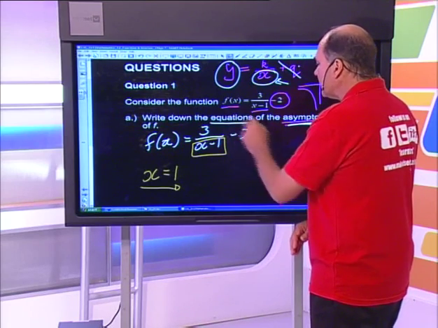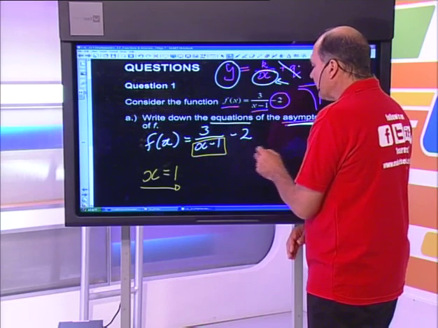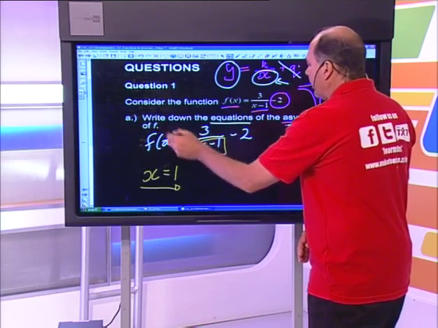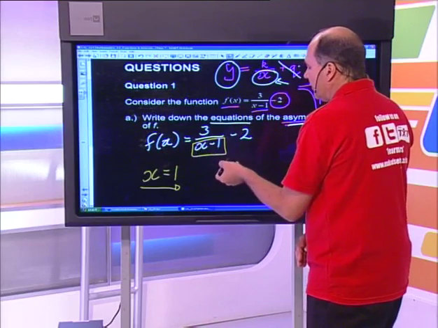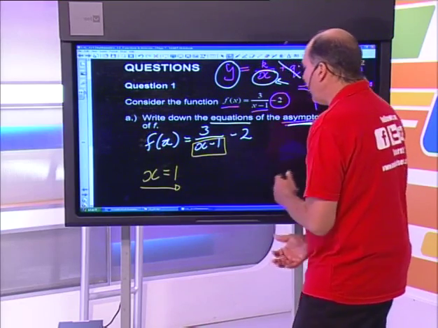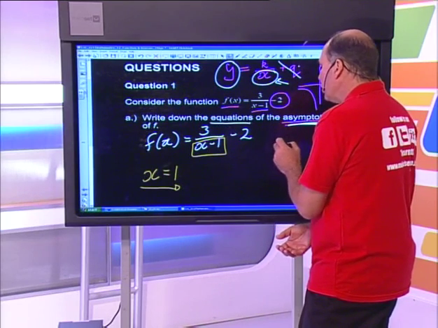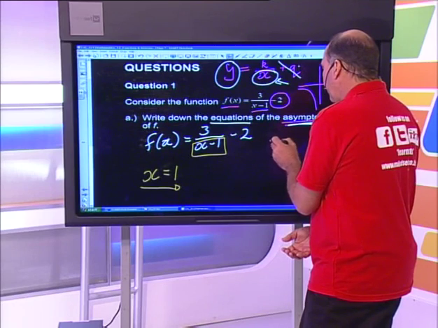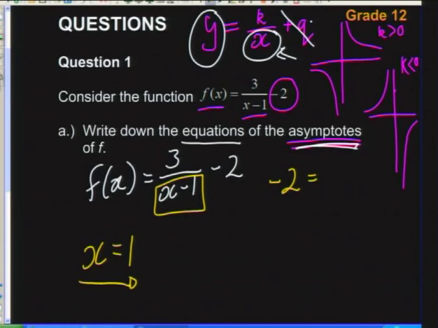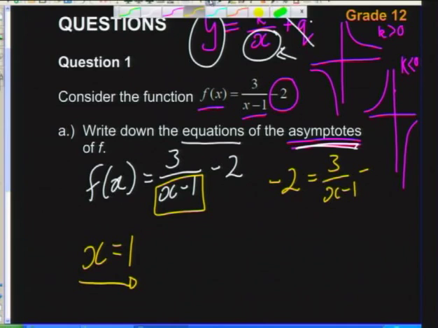We need to look at this very carefully. And we're going to say to ourselves, what will the y value be? If I want y to be 0, okay, I know that I can't make the y value 0, but if the y value was minus 2, then take a look at what's going to happen. Minus 2 equals 3 divided by x minus 1, minus 2. Now, minus 2, not minus 3. Don't get carried away now. So it's minus 2. If I add 2 to both sides, then I'm going to get the following.